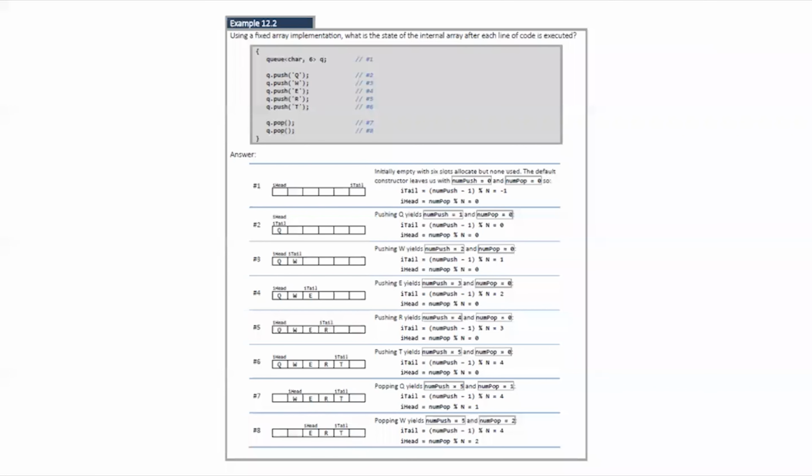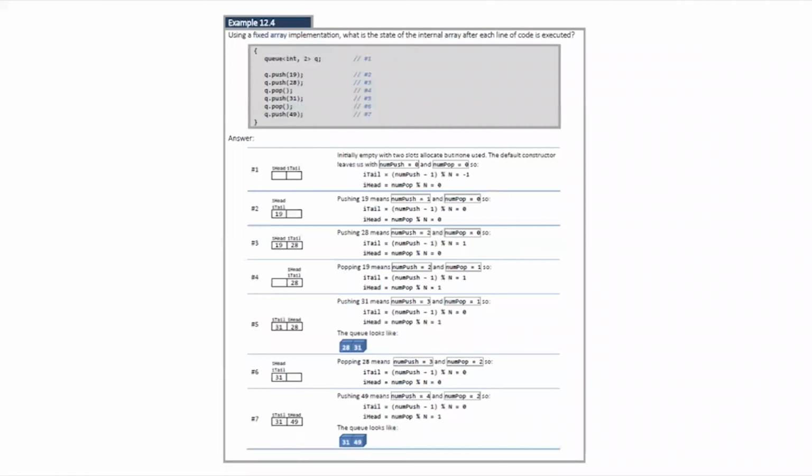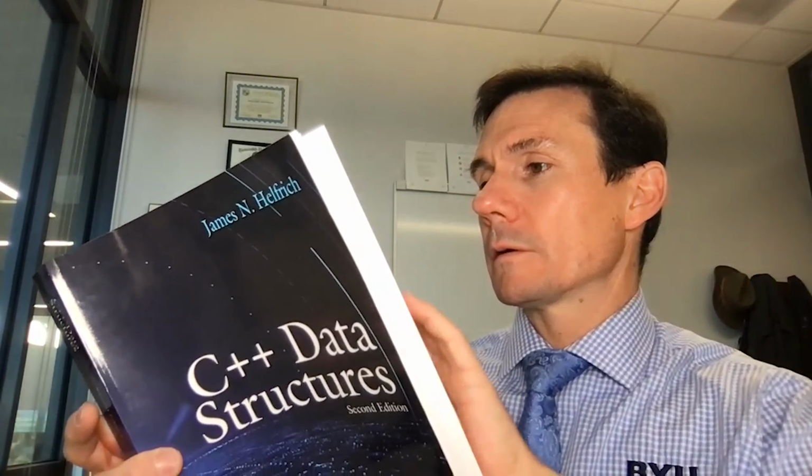This is example 12.2 and 12.4 in the C++ data structures textbook.